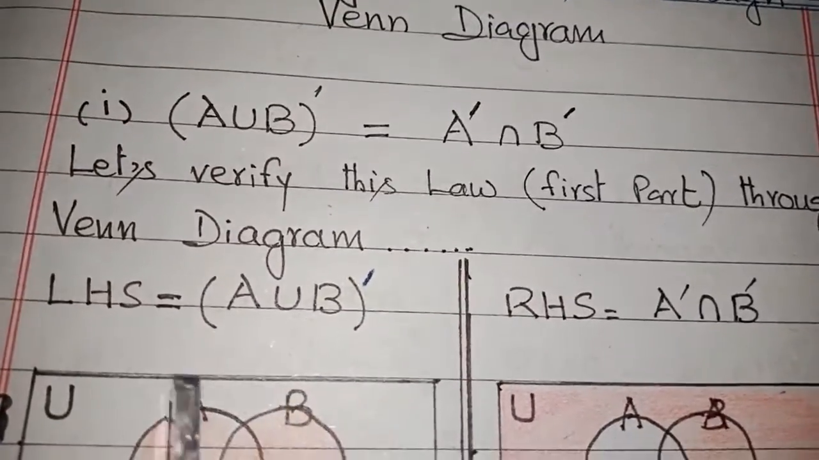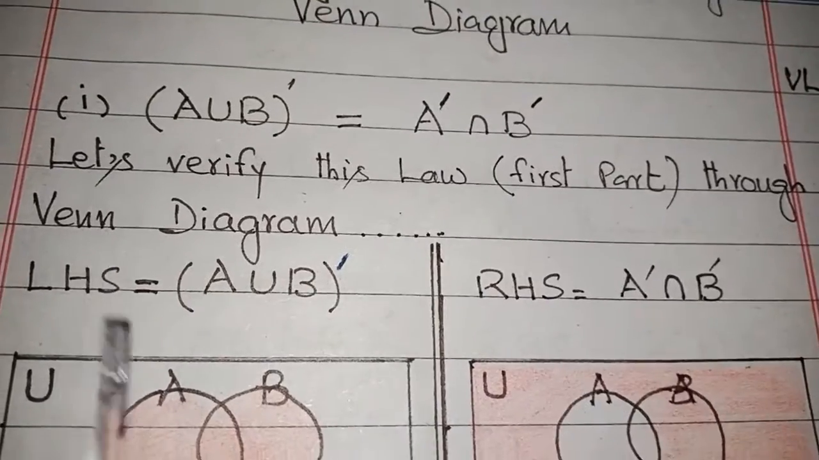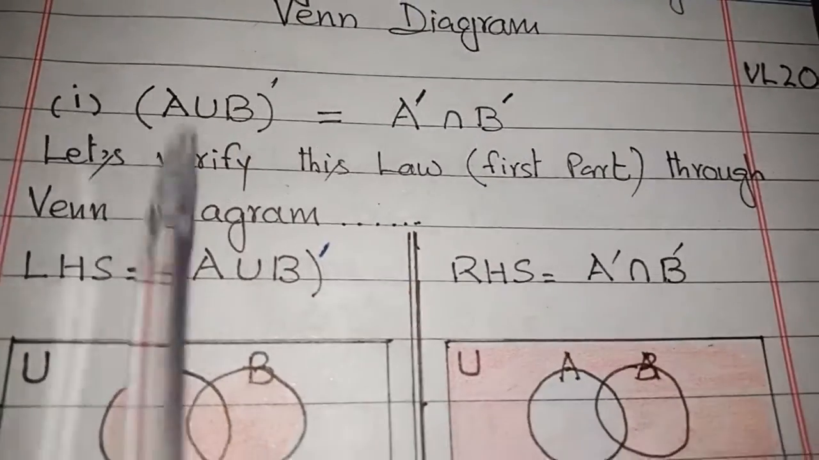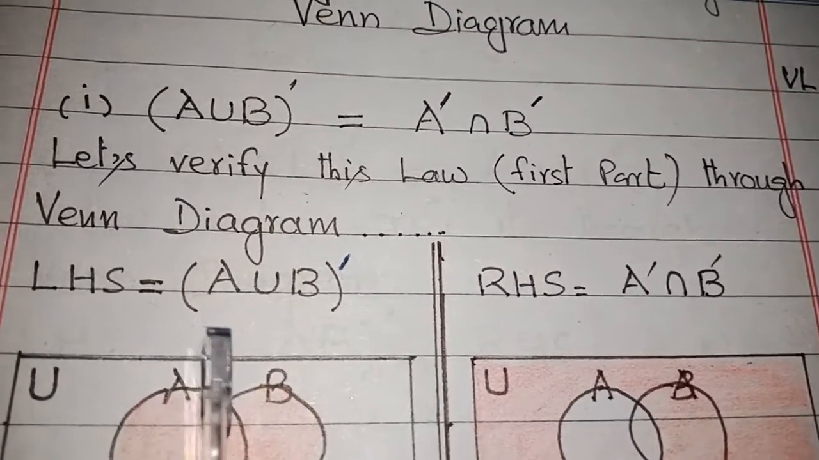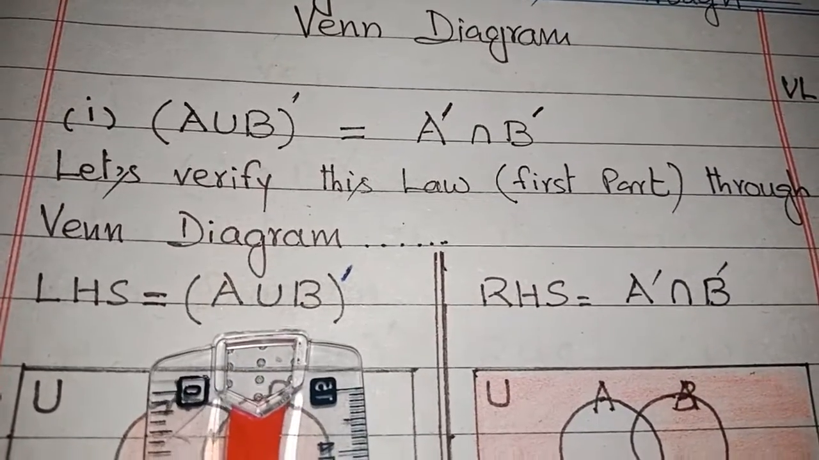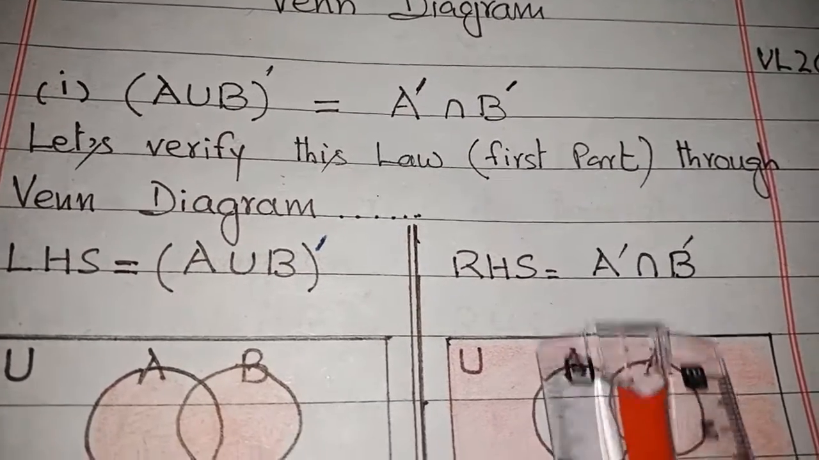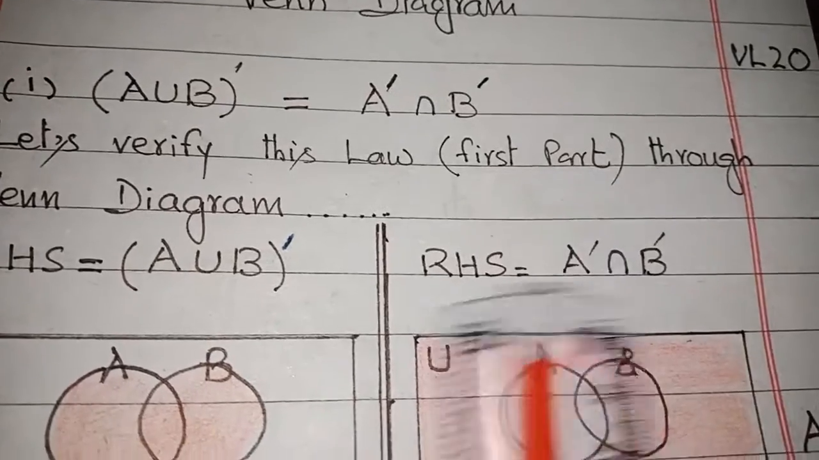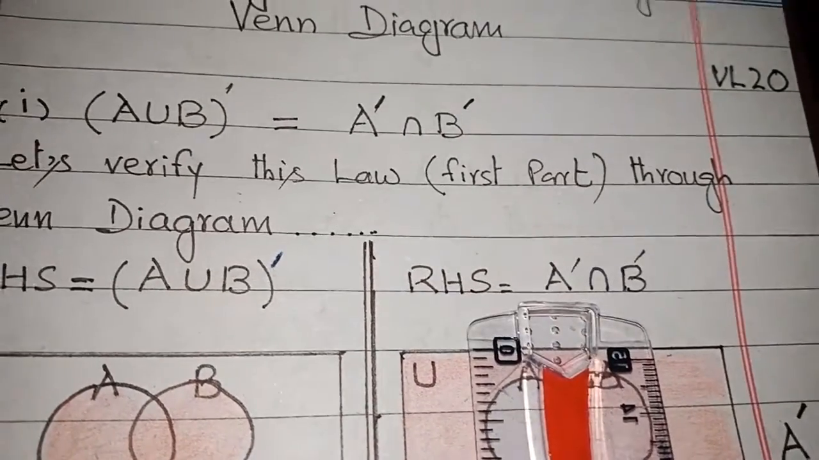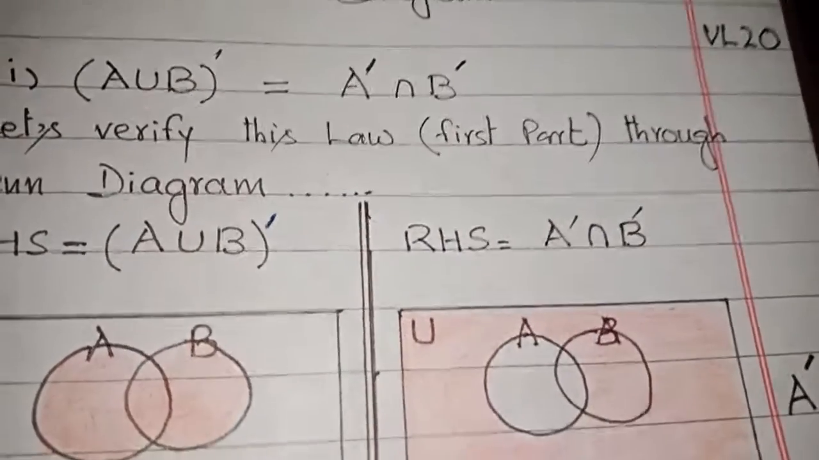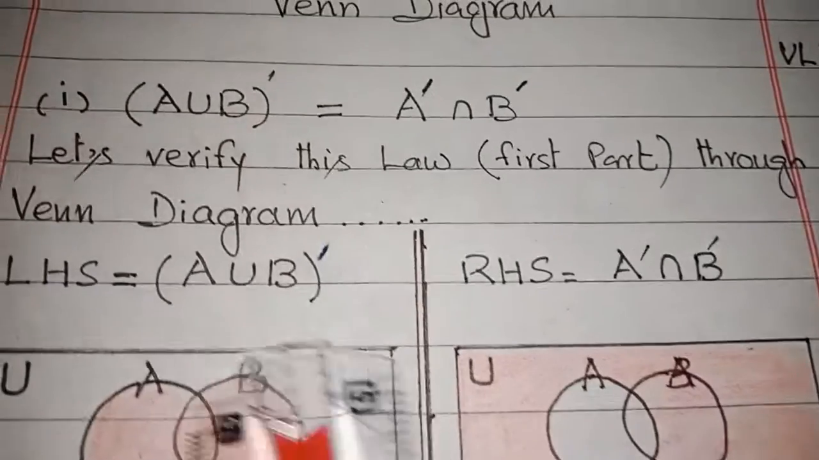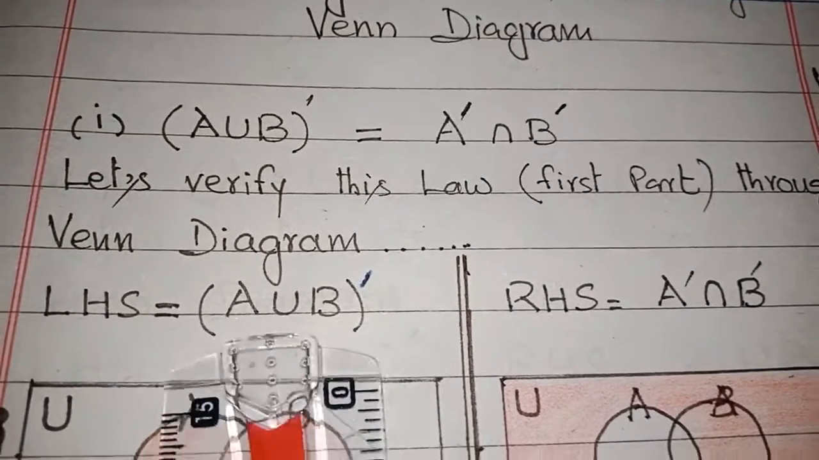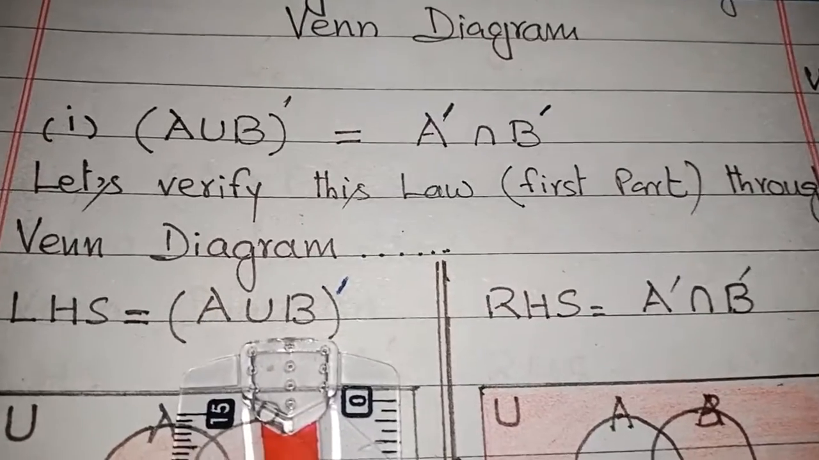So, I have divided this page into two columns. In the left column, I will represent its left part through Venn diagram, and in the right column, I'll represent its right part, that is A complement intersection B complement, through Venn diagram. So let's start. Now focus on this operation, A union B complement.